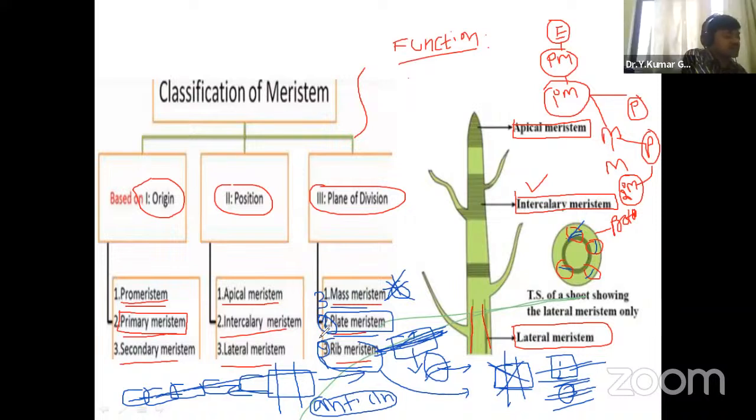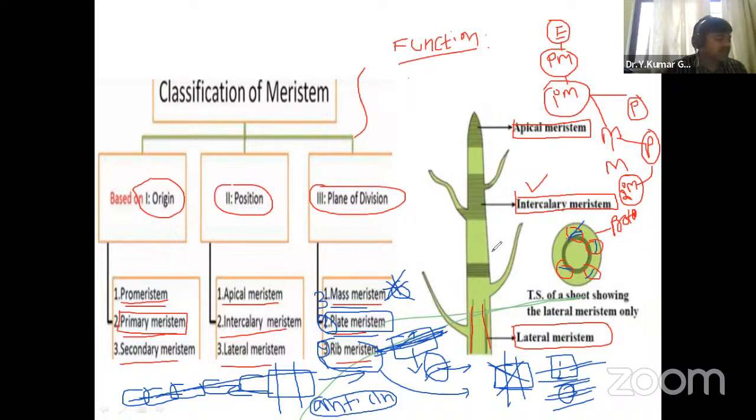Next, based on function, there are three types: protoderm, procambium, and ground meristem. Protoderm is formed after anticlinal division in the plate meristem. It is the outermost layer of the growing region, which ultimately develops into epidermis. Uniseriate.